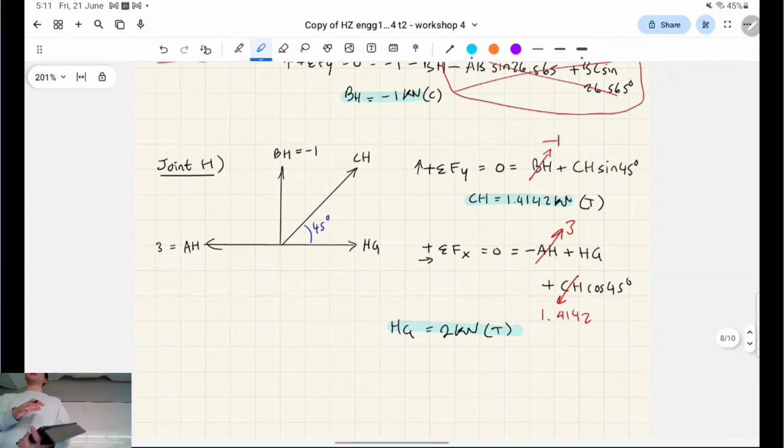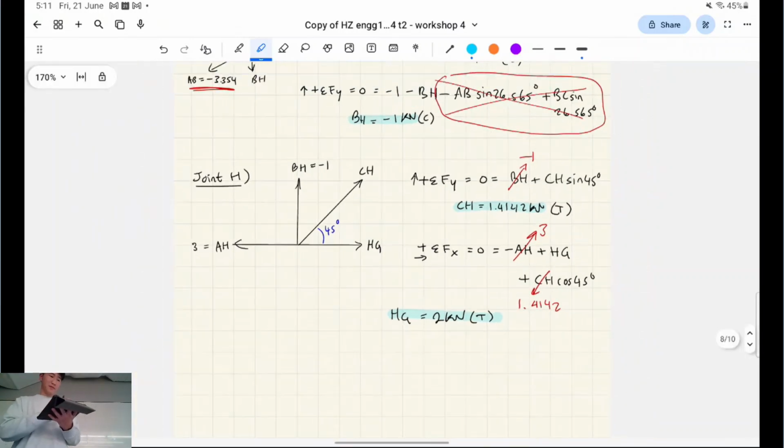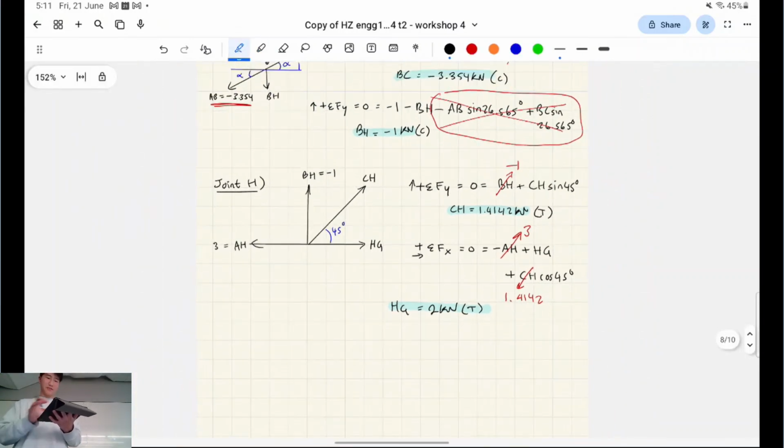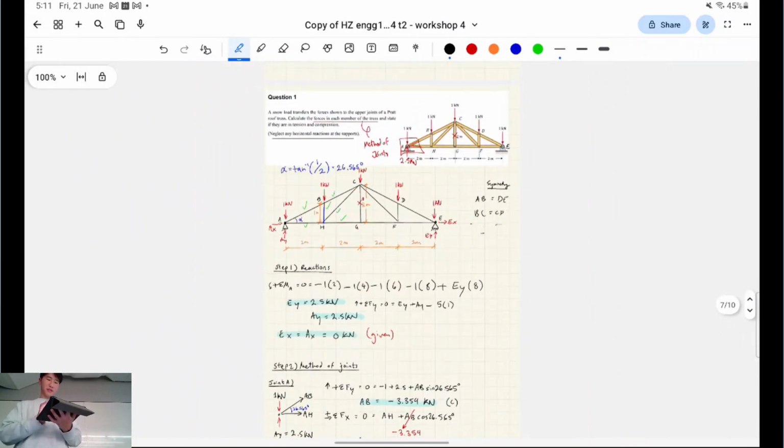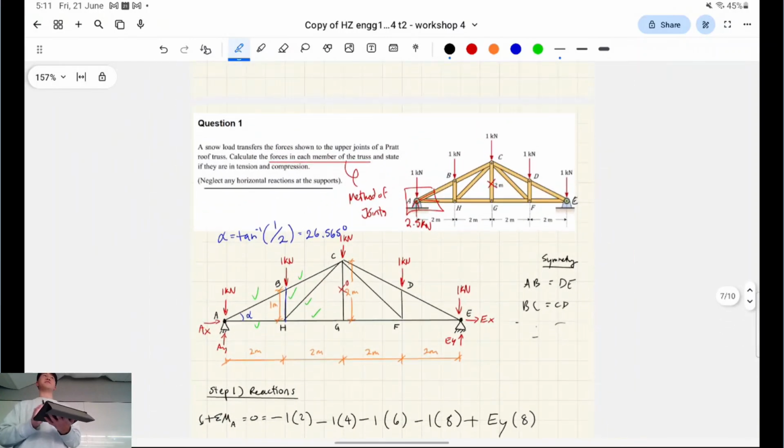Okay, does anyone have any questions? This question's finally done. The sections one won't take as long, but yeah. Does anyone have any questions about method of joints? Because that's the only method of joints question I'm going to run through today, that is.